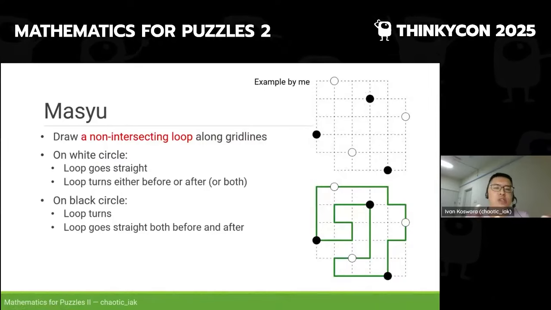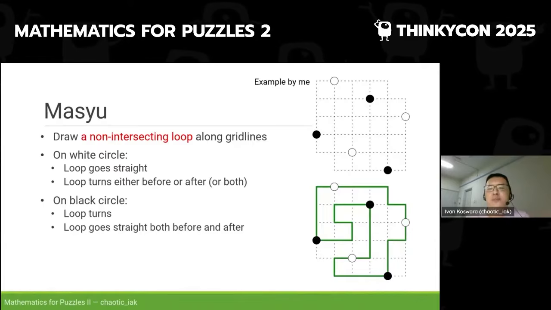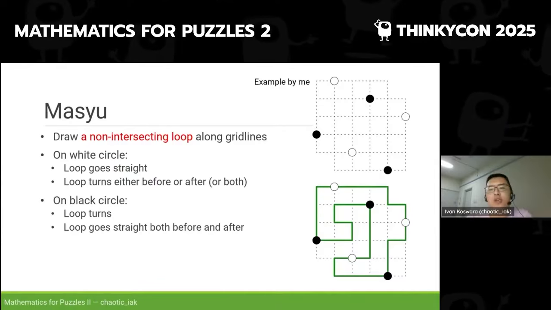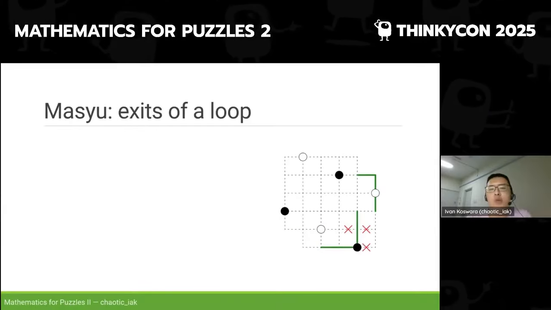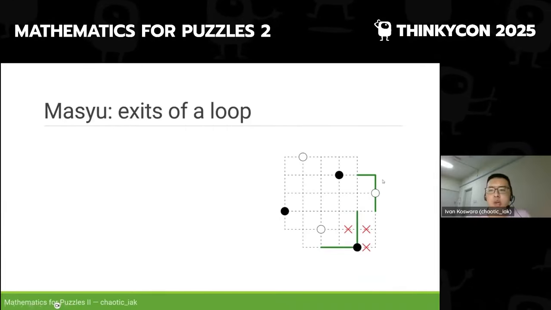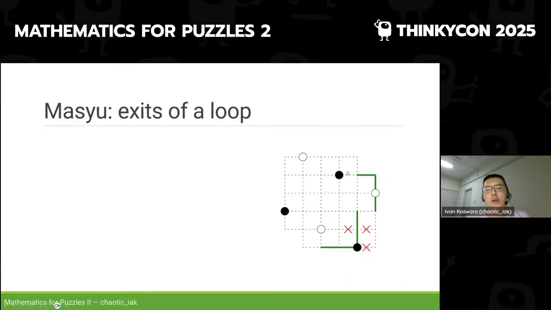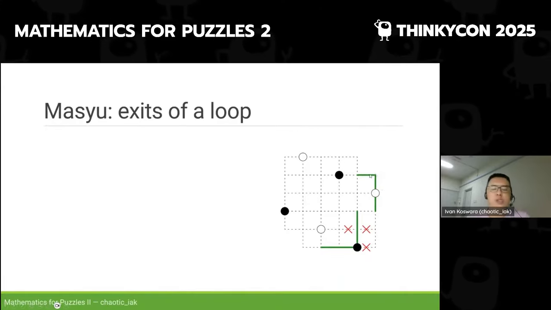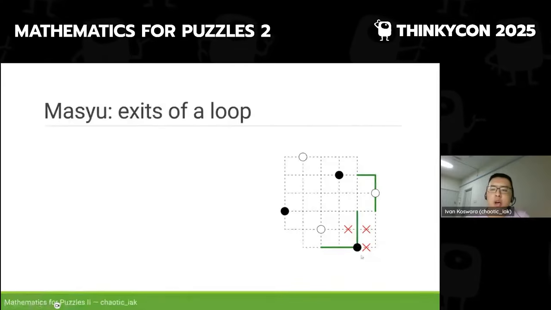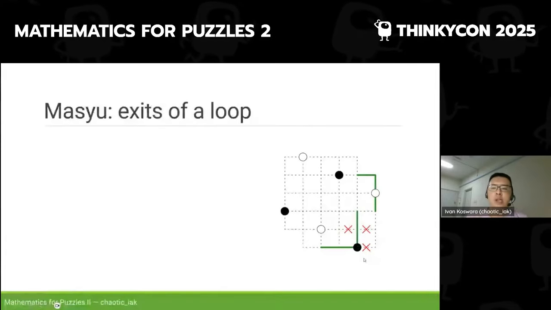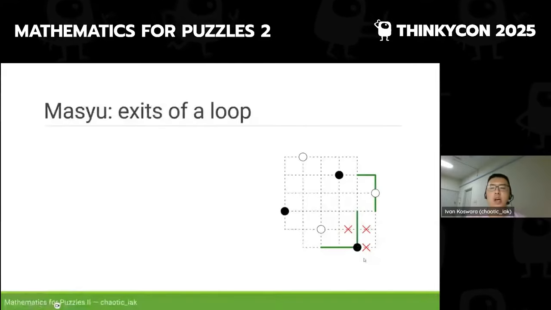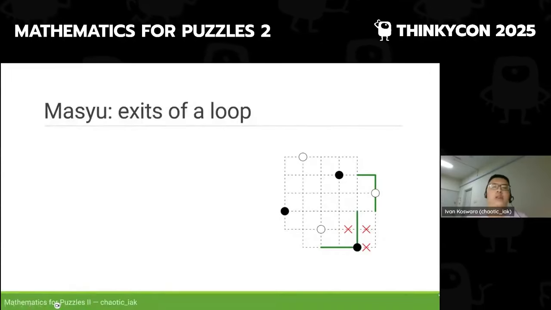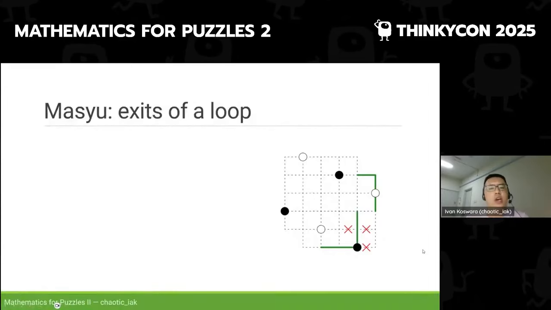And we want to focus on this non-intersecting loop. So if you try to solve this example puzzle, you might end up with something like this. You start with, okay, this white circle is a straight. It must go straight, and it must go to the left because there's nowhere else to go. On a black circle, it must turn, but it must go straight both before and after. So basically, it must go straight for 2 units after that. That is why it cannot go to the right. There's not enough space. So you end up with something like this.